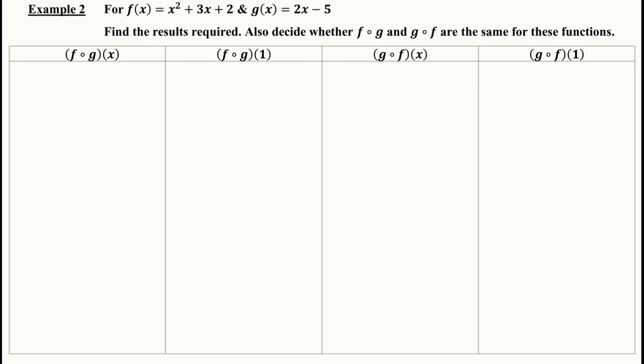So remember that f circle g of x by definition means f of g of x. So that means f of, now what is g of x? In this case, 2x minus 5. So f of 2x minus 5.